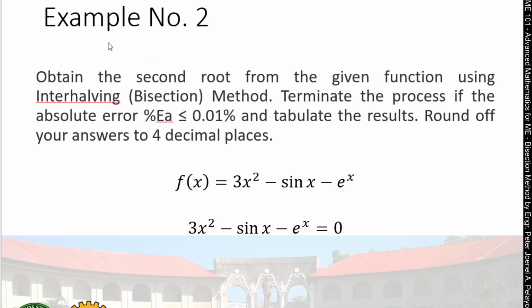Before solving, take note natin yung mga importante. Second root. Ito, percentage absolute error is 0.01%, tapos 4 decimal places. Siyempre, importante rin yung function, which is f of x is equal to 3x squared minus sine x minus e of x. So, equate lang natin sa 0 and then kukunin natin yung roots ng function.